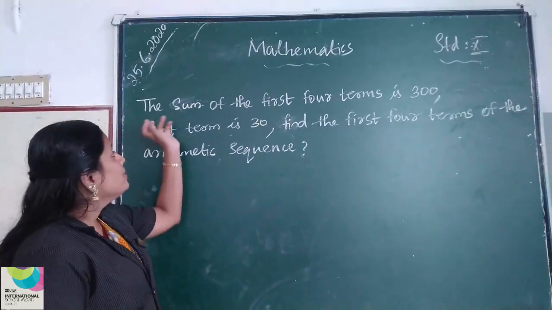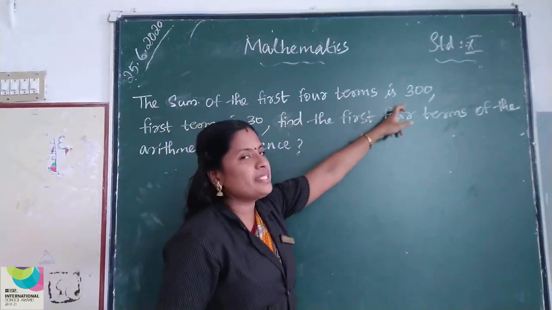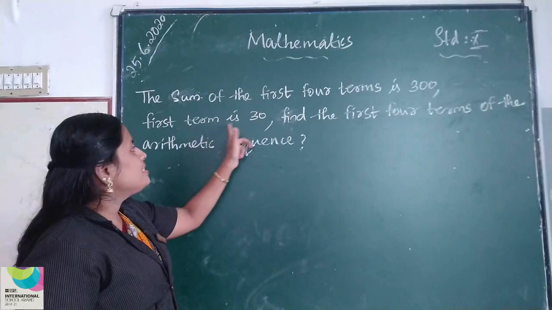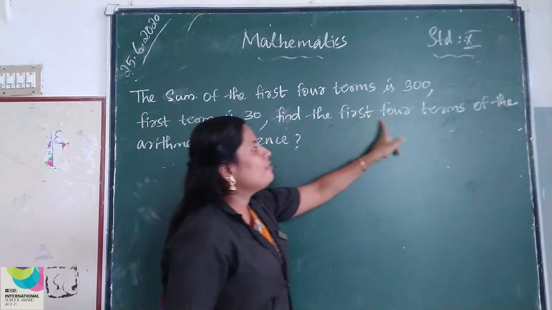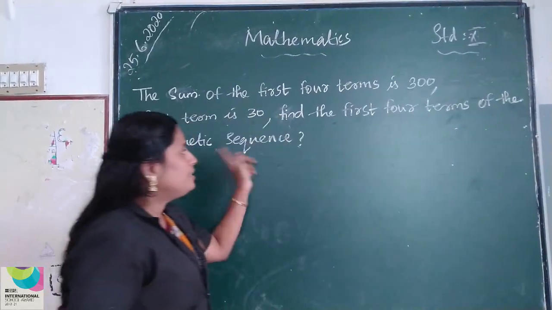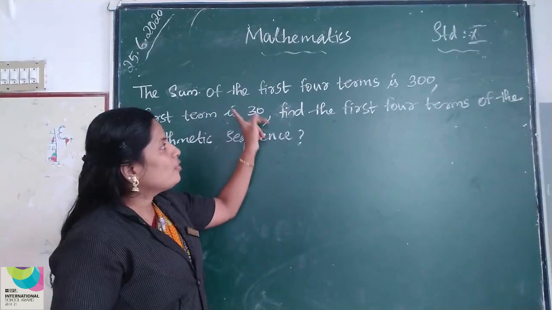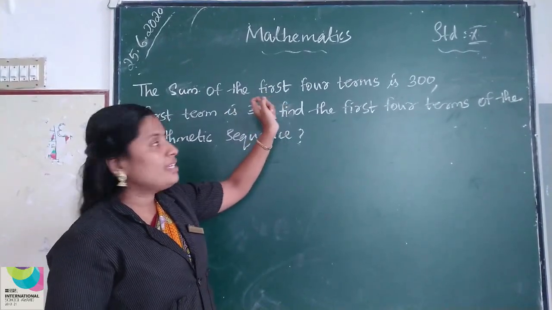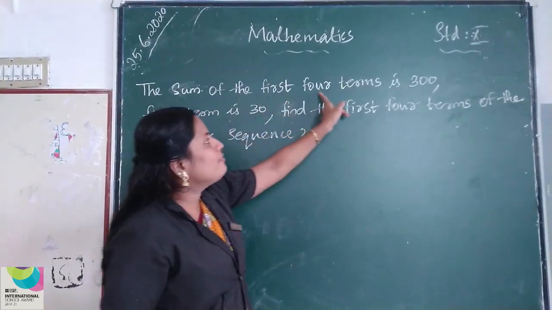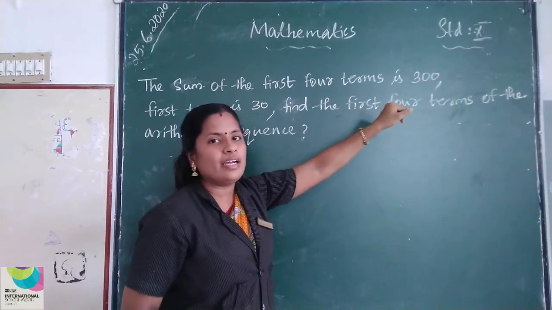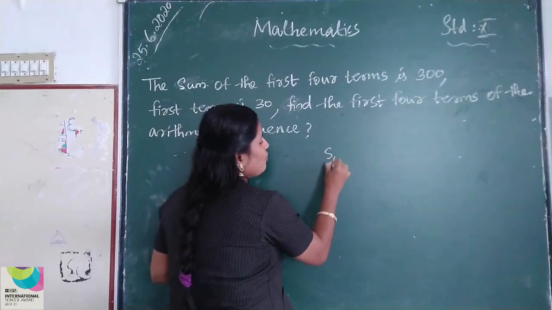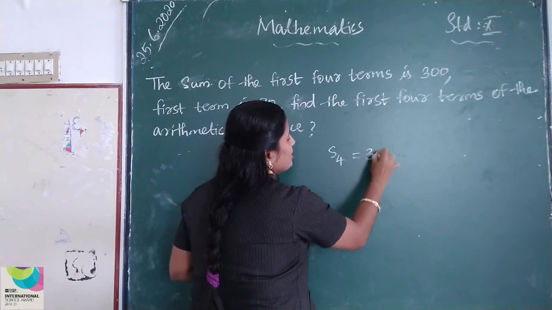Next problem. The sum of the first 4 terms is 300. The first term is 30. Find the first 4 terms of the arithmetic sequence. So here what is given in the question? The sum of the first 4 terms is 300. That means S4 equal to 300.